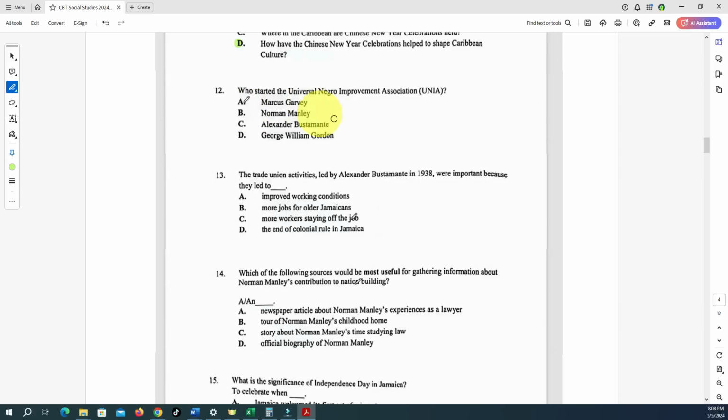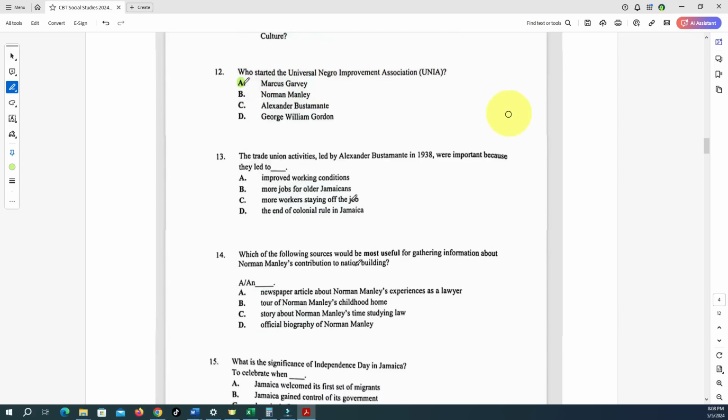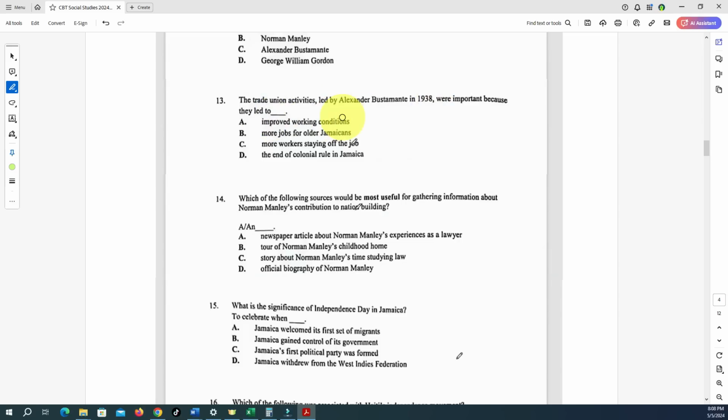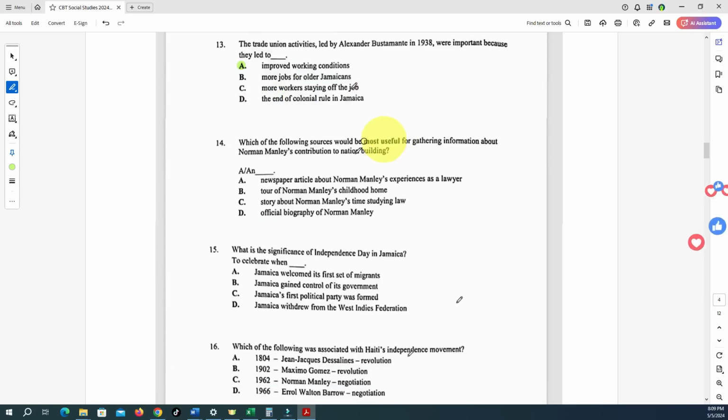Number 12. Who started the Universal Negro Improvement Association, UNIA? That is definitely Marcus Garvey. The trade union activities led by Alexander Bustamante in 1938 were important because they led to improved working conditions. That is it. Let's look at the others. More jobs? No. More workers staying off the job? No, it's definitely A.